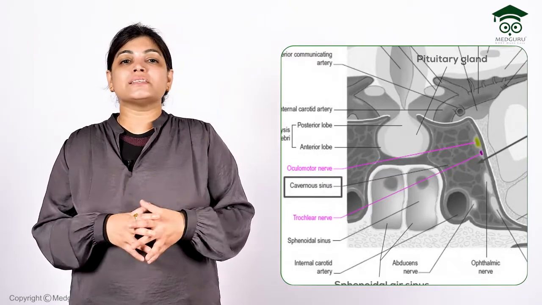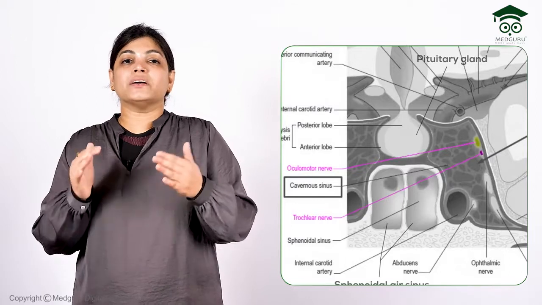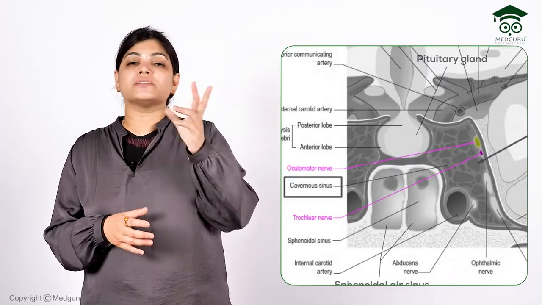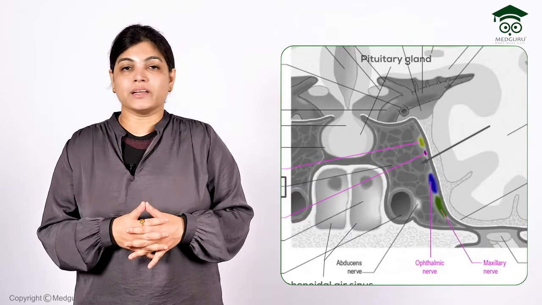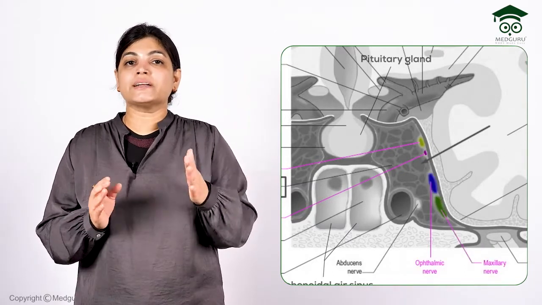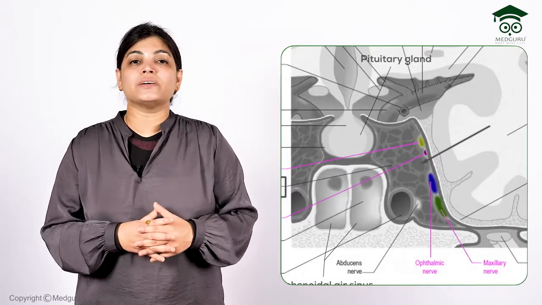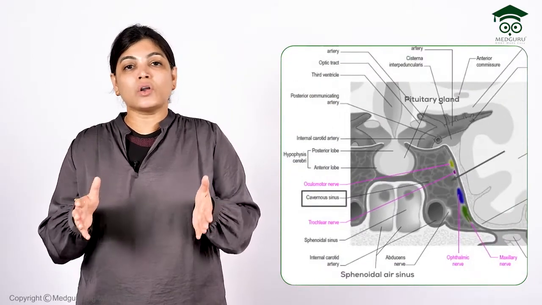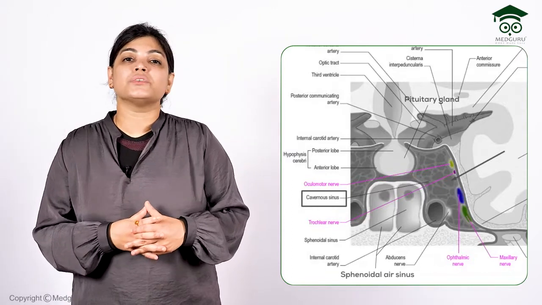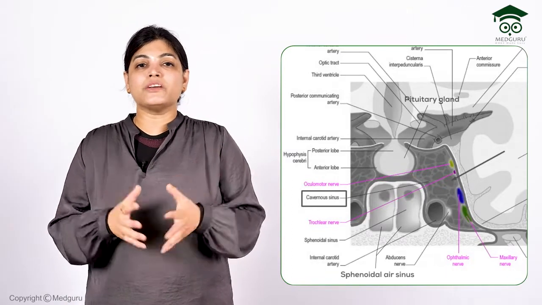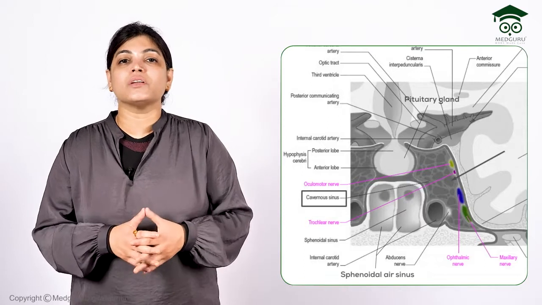So in short you can say third, fourth and fifth. But of the trigeminal, only two divisions are related to the lateral wall, that is the ophthalmic and maxillary. So four nerves are related to the lateral wall of the cavernous sinus. What are they? Oculomotor, trochlear, and the ophthalmic and maxillary divisions of the trigeminal nerve. So these were the relations of the nerves found on the lateral wall of the cavernous sinus.